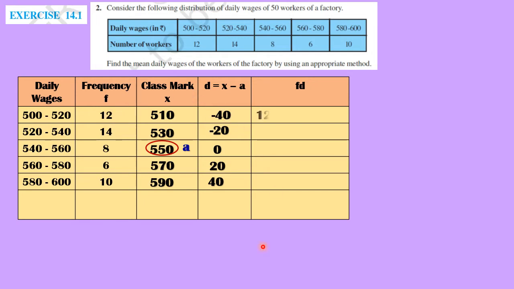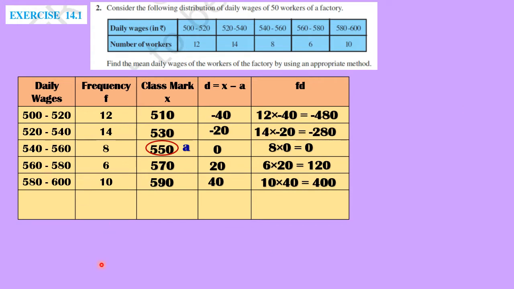So let us multiply. 12 into minus 40, minus 480. Next, 14 into minus 20, that also minus, that is minus 280. Now 8 into 0, 0. 6 into 20, that's 120. 10 into 40 equal to 400.